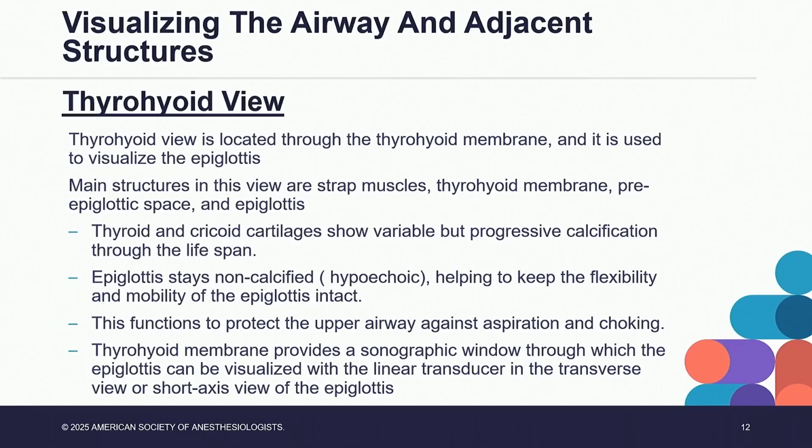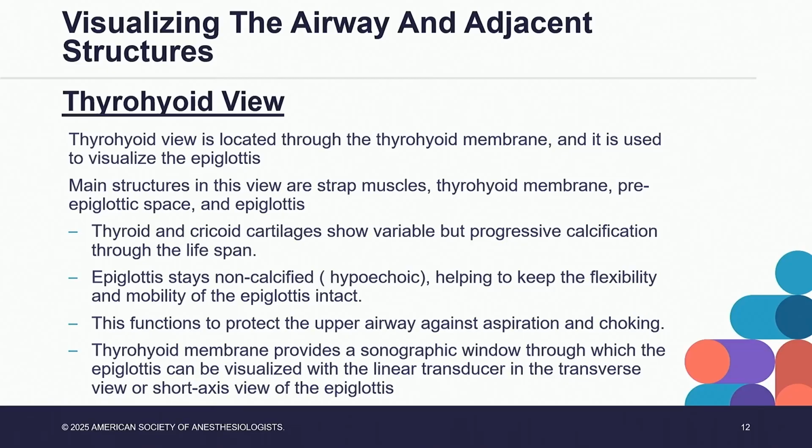How about the thyrohyoid? The thyrohyoid view is very important because in it you can visualize the thyrohyoid membrane, which is very important for the blocks, for the superior laryngeal nerve block, and also you can visualize the epiglottis, and this is very important as well. So the main structures in this view are strap muscles, thyrohyoid membrane, pre-epiglottic space, and the epiglottis. The thyroid and the cricoid cartilage show variable but progressive calcification through the lifespan, which can make visualizing the thyroid and the cricoid cartilage a little bit difficult.